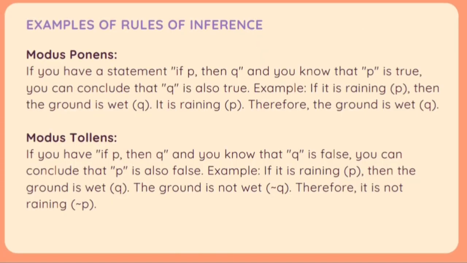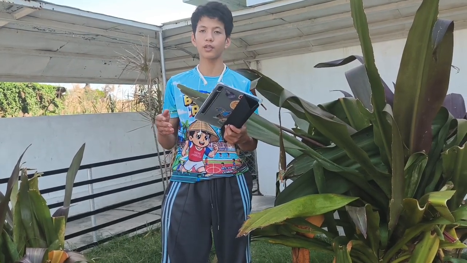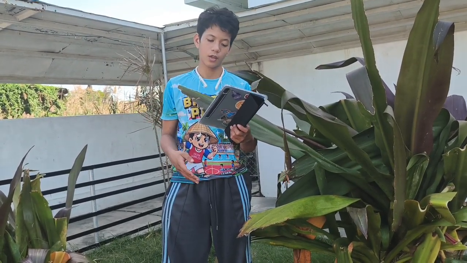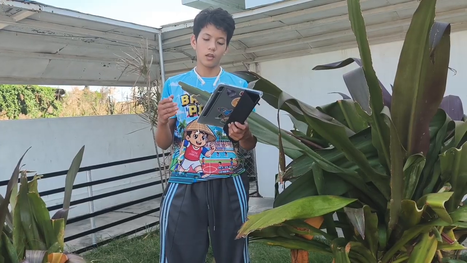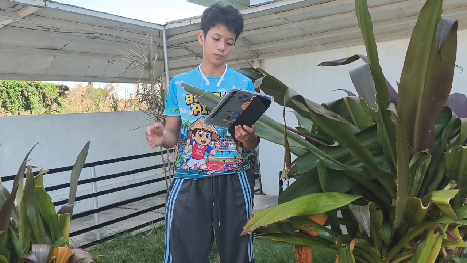Modus ponens. If you have a statement, if P then Q, and you know that P is true, you can conclude that Q is also true. An example of this: if it's raining, which is P, then the ground is wet, which is Q. It is raining, P, therefore the ground is wet, which is Q.